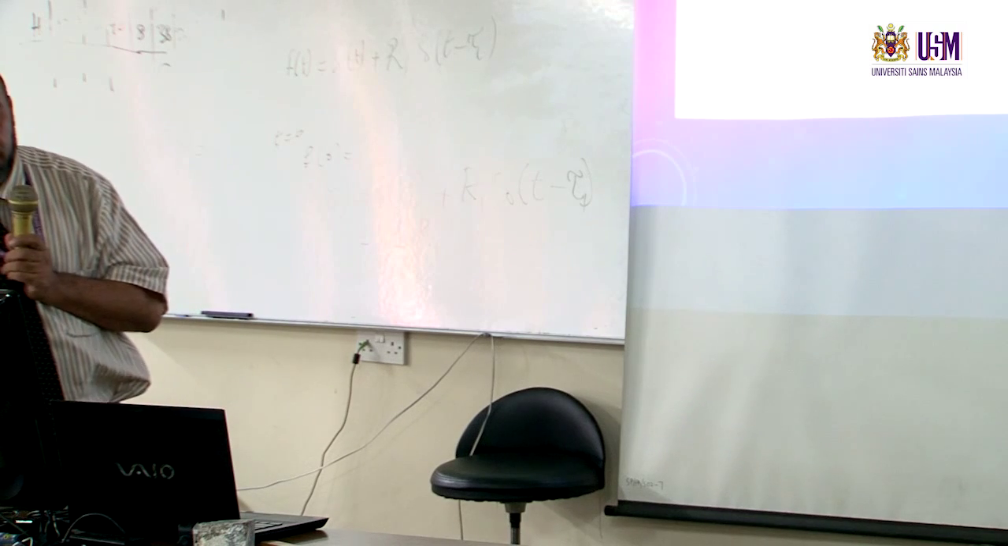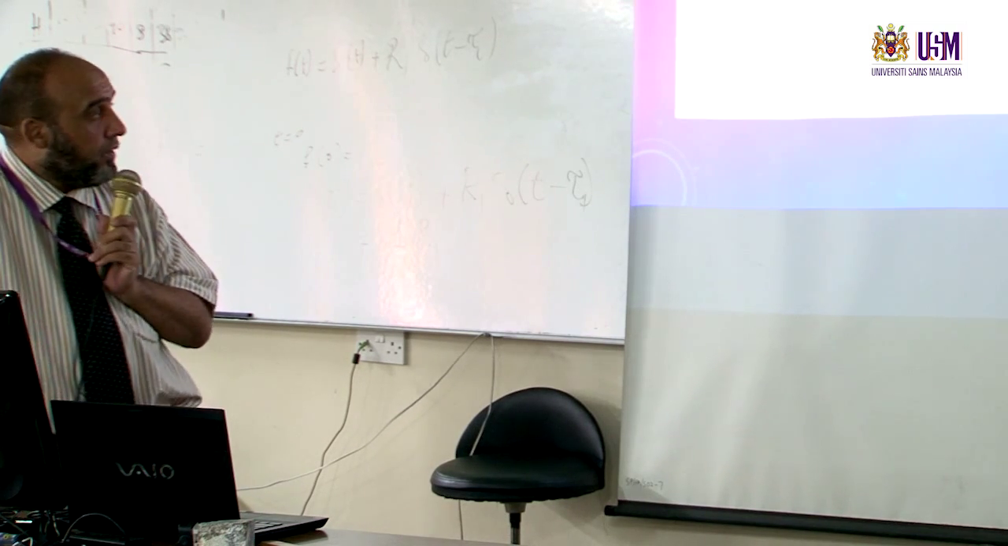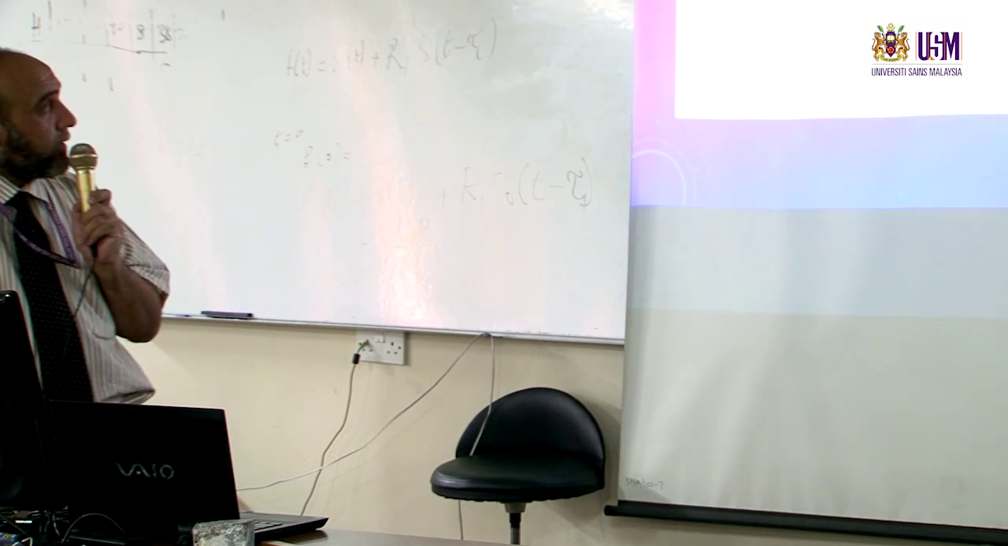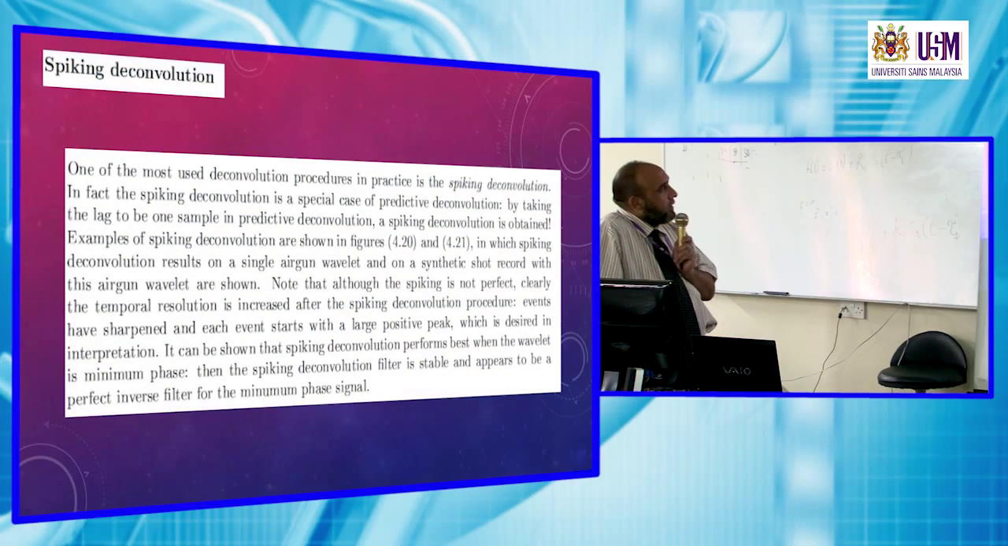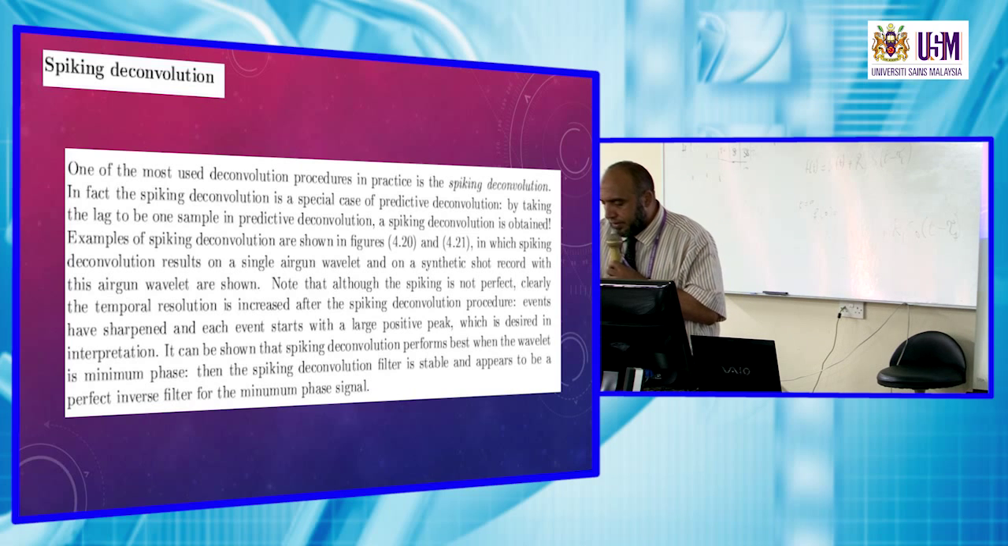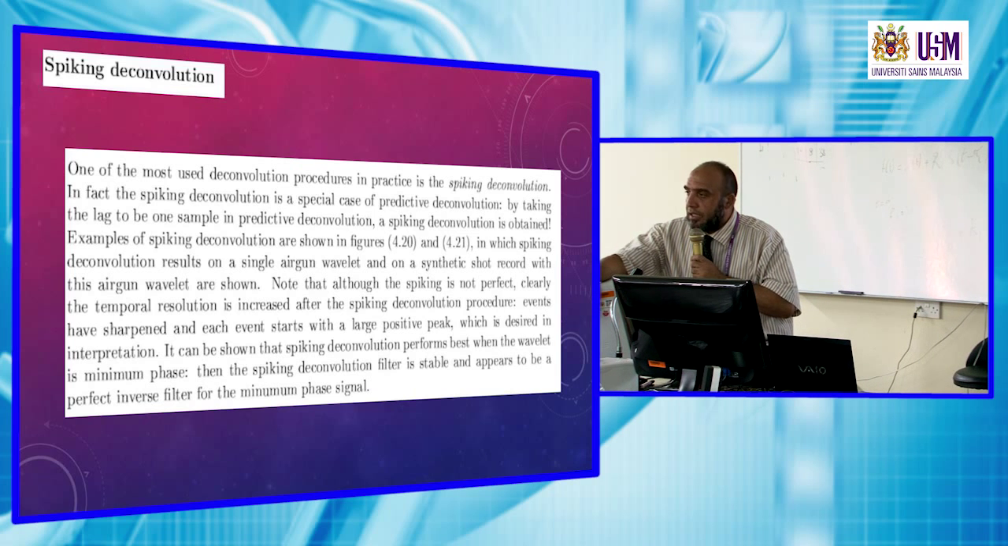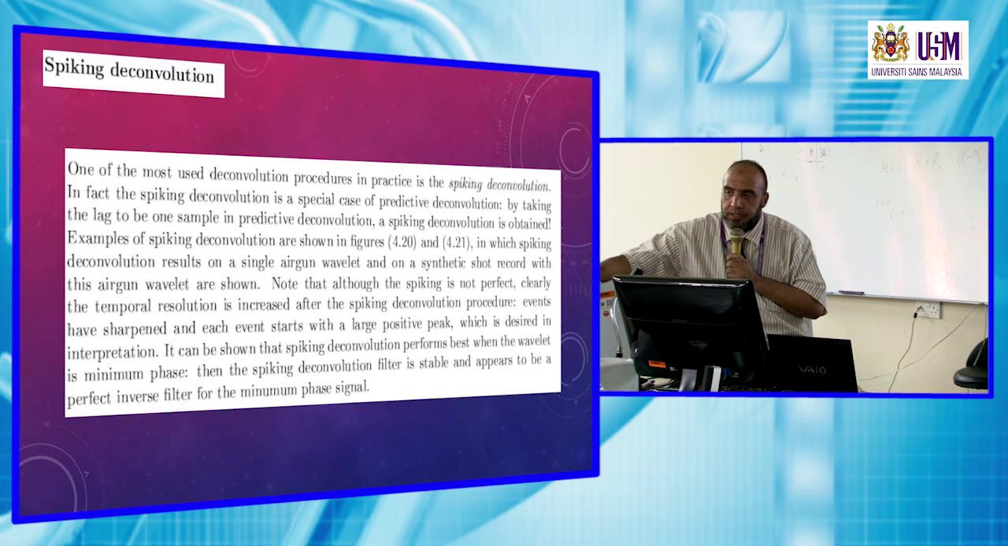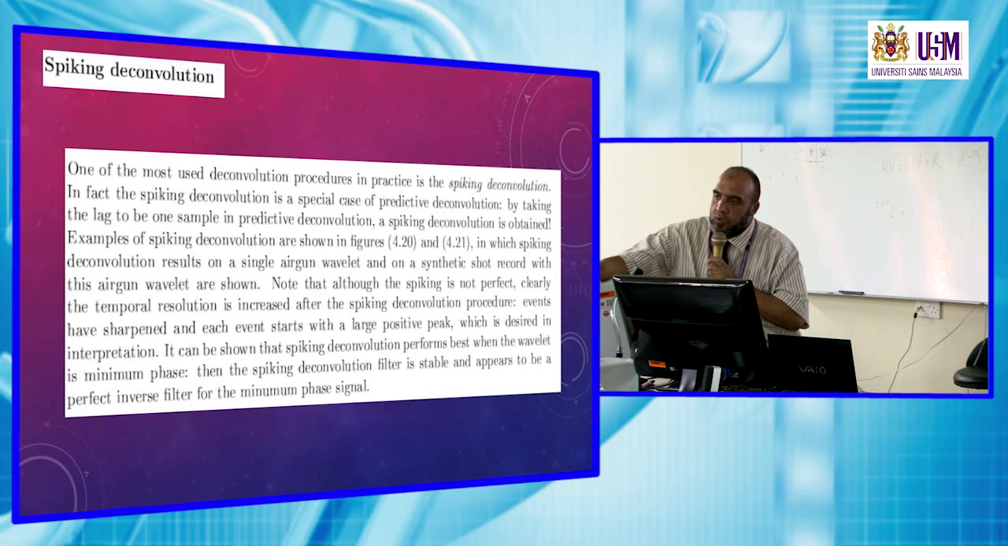The final point, or the final discussion we have about deconvolution, is called spiking deconvolution. We have such sources that do not possess a spike or narrow wavelet, for example the water or air gun, and other sources like vibroseis. So we want the source wavelet to become as much of a spike as we can. As we understand, if we are dealing with spikes, we have more resolving power for the subsurface.